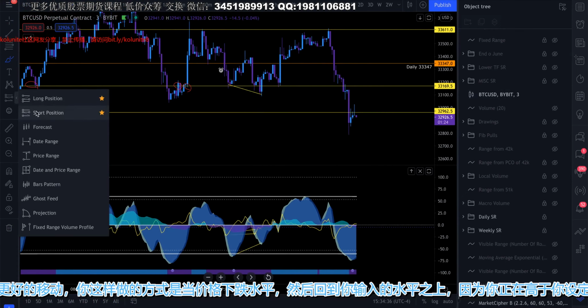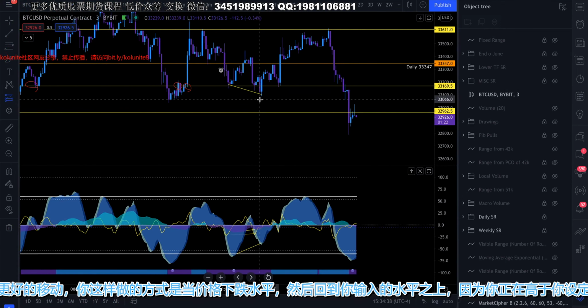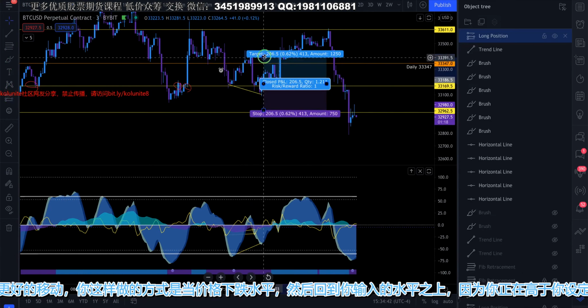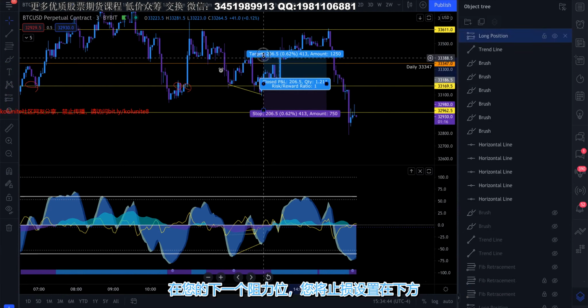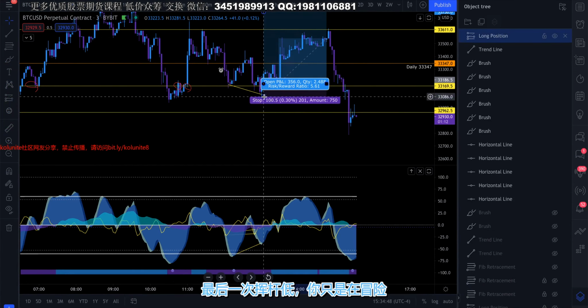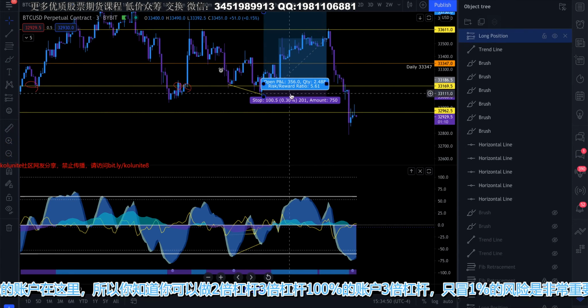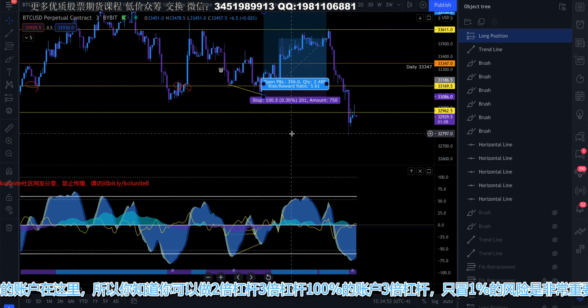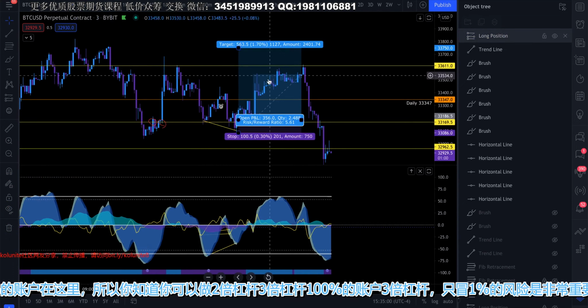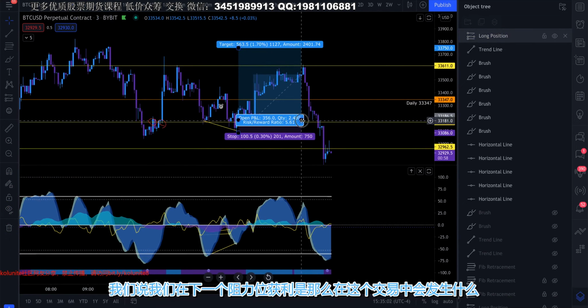And the way you do this is when price loses the level and then comes back above the level, you enter. As you're coming above the level, you set your take profits at your next resistances. You set your stop loss below the last swing low. You're only risking 0.3% of your account here. So you could do 2x leverage, 3x leverage, 100% of your account, 3x leverage, and only be risking 1%. It's very important. And we set our take profits at the next resistances.